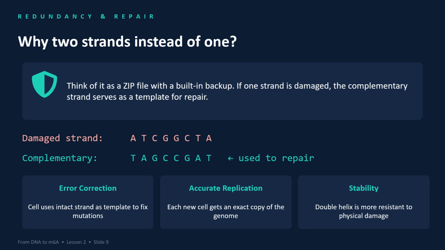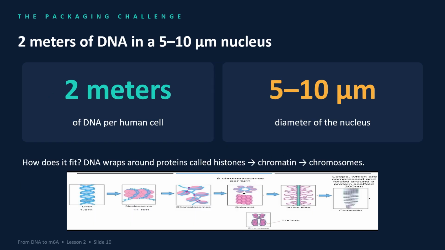Now here's another amazing fact. Every single one of your cells contains about 2 meters of DNA. But the nucleus, where all of that DNA is stored, is only about 5 to 10 micrometers across. So how does 2 meters of DNA fit into something so tiny? The answer is careful packaging. DNA wraps around proteins called histones, almost like thread wrapped around a spool. Those spools fold into even tighter structures until they eventually become chromosomes. It's one of the most impressive data compression systems in nature.